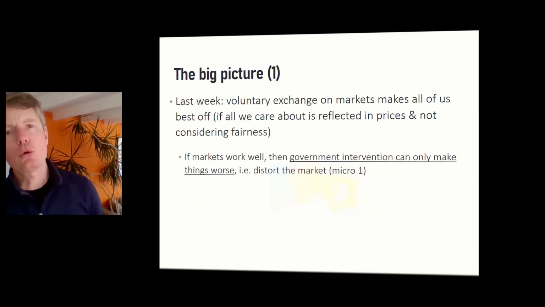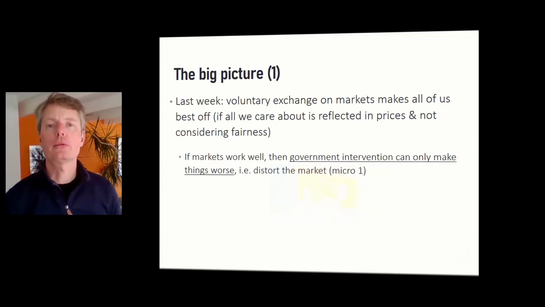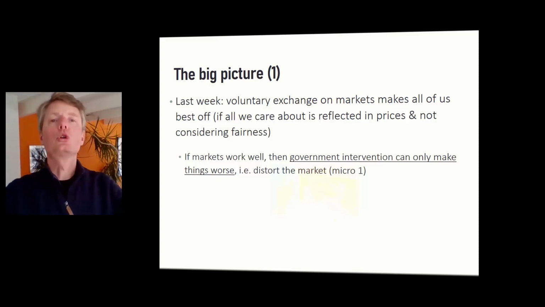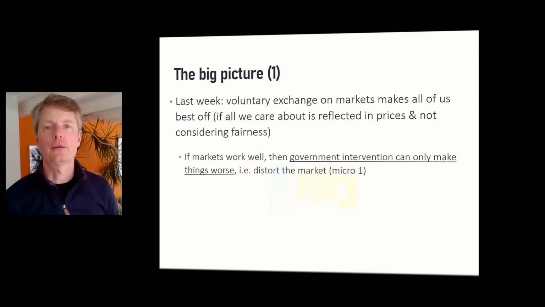Last week we discussed how markets can make all of us best off by way of voluntary exchange and also by way of changes in production. But that is only true if all that we care about is reflected in prices. Also be reminded that so far we only discussed efficiency, so we only considered how good the market outcomes are from the perspective of efficiency, whereas later on we'll also be discussing the fairness of outcomes, or equity or equality.